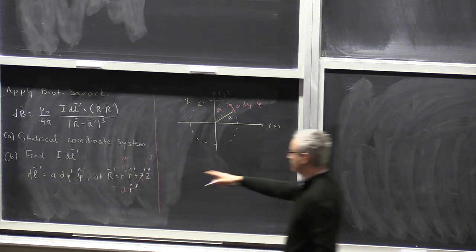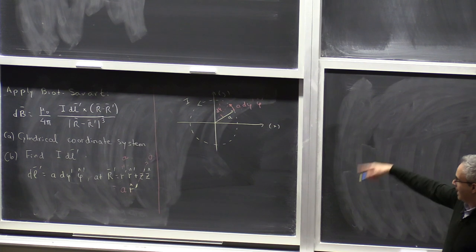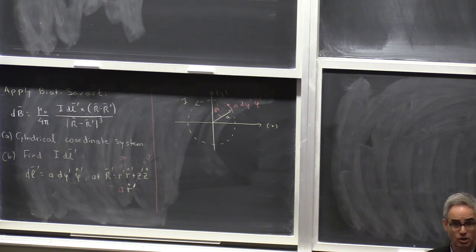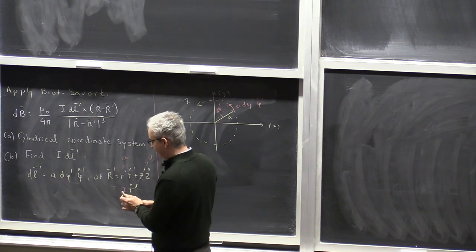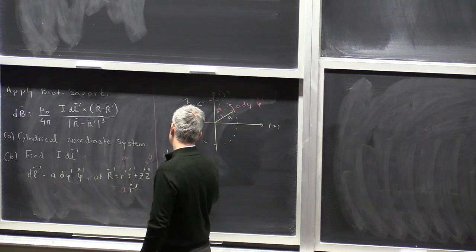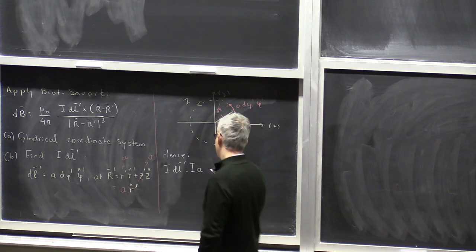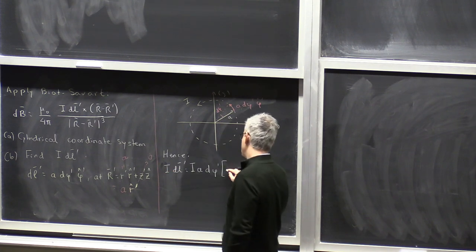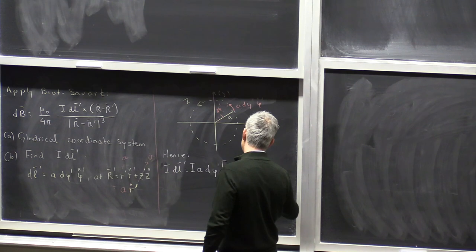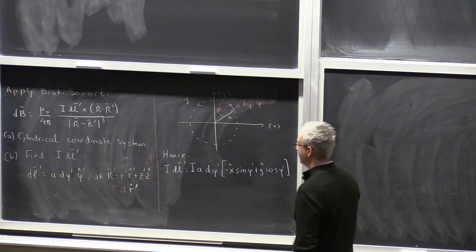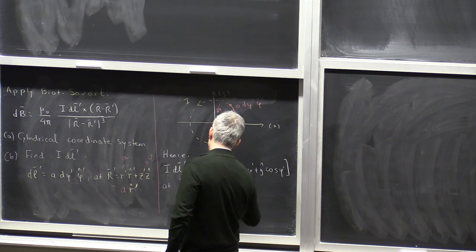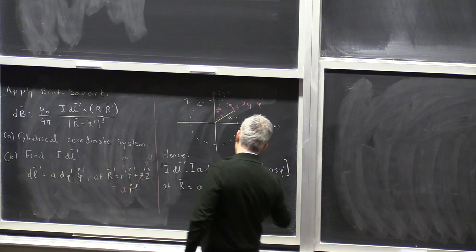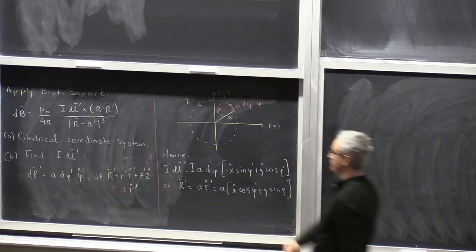So whenever you have vectors like phi hat primed, r hat primed, it's a good idea to keep in mind their expressions in Cartesian coordinates. And that's what I will do here to complete this step. So I dl prime will be I a d phi primed phi hat primed, which is minus x sine phi prime plus y cosine phi prime. And the position vector of this is a r hat primed, which is a x cosine phi prime plus y sine phi prime. Okay, so this is it.